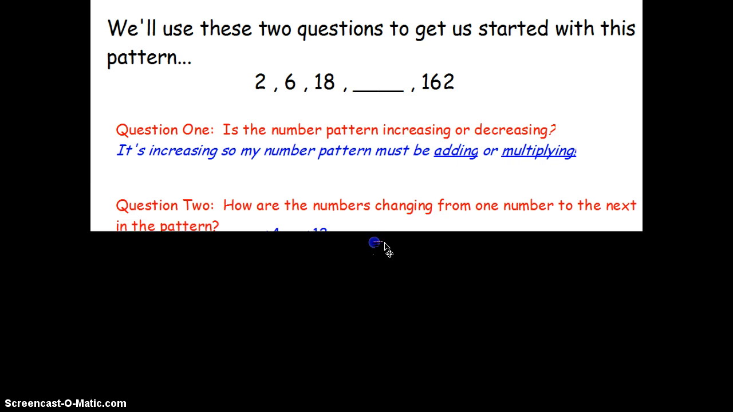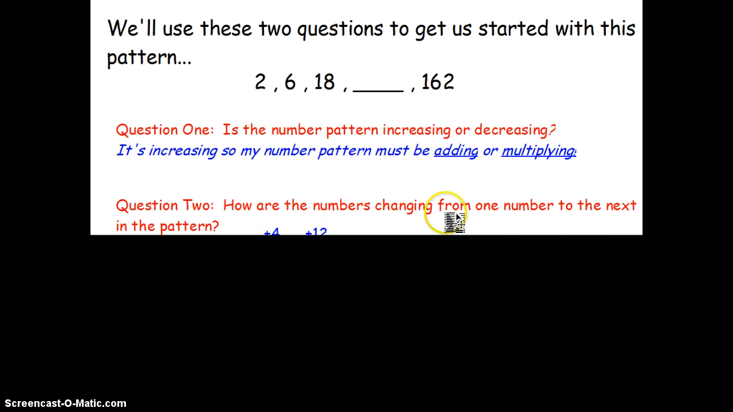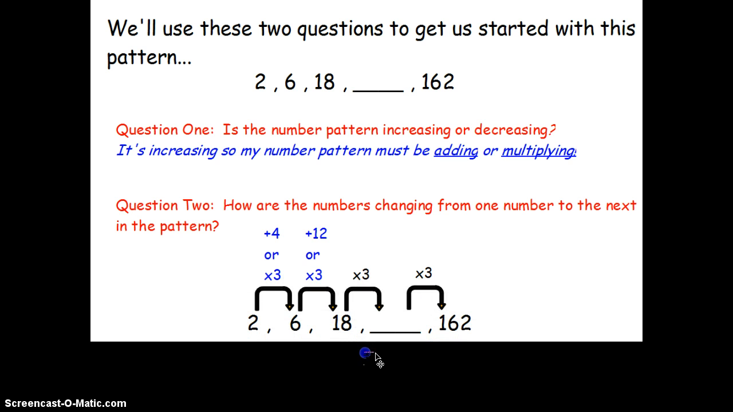So now we're going to go with question number 2. How are the numbers changing from one to the next? And so now I have to do a little bit of mathematical work to help me out with this. Okay, so here's our pattern: 2, 6, 18, here's our missing number, and our 162. So the first thing is, from 2 to 6, I know I can do 2 times 3 equals 6, or 2 plus 4 equals 6.